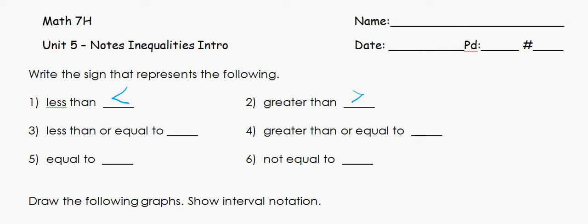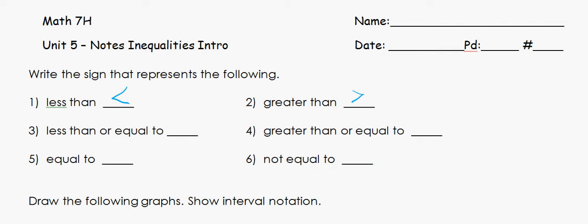Welcome. The objective of this video is to introduce you to inequalities and interval notation. A few of the symbols that you need to be familiar with are the inequality symbols. One of them is the less than symbol. The less than symbol is an arrow that looks like it's pointing to the left. The greater than symbol looks like it's pointing to the right.